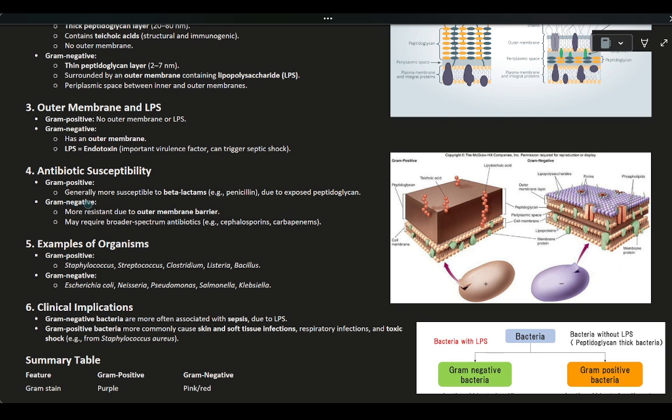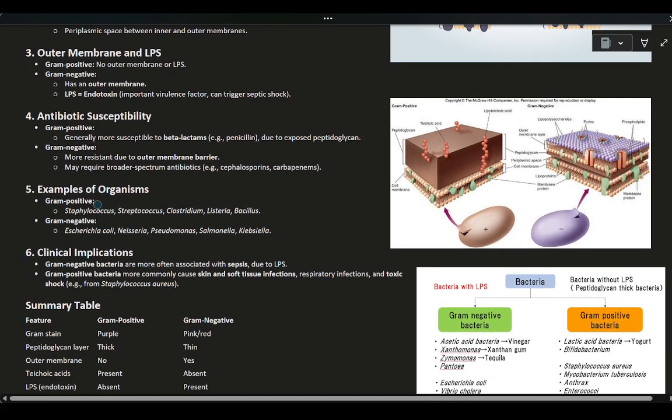Gram-negative bacteria, on the other hand, are more resistant due to the presence of that outer membrane barrier we talked about earlier. And so, this may require broad-spectrum antibiotics for treatment, like cephalosporins or carbapenems.